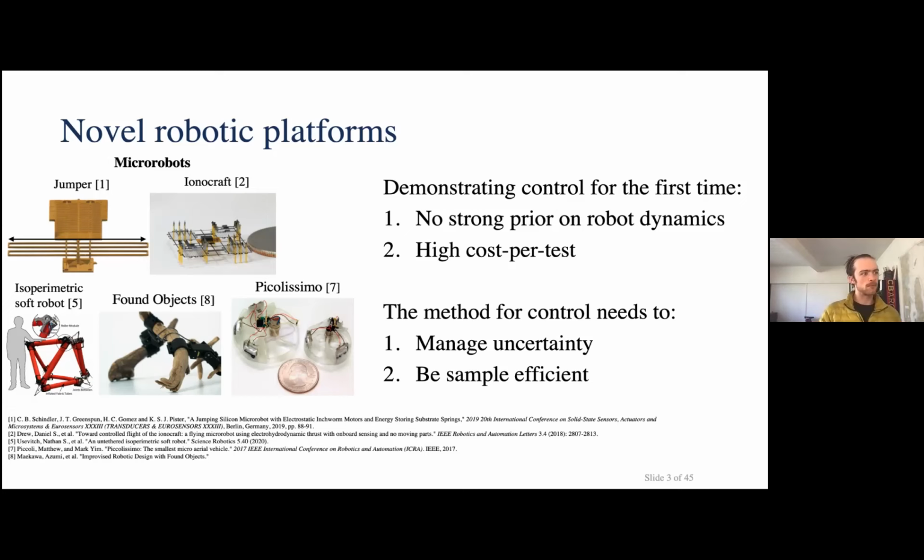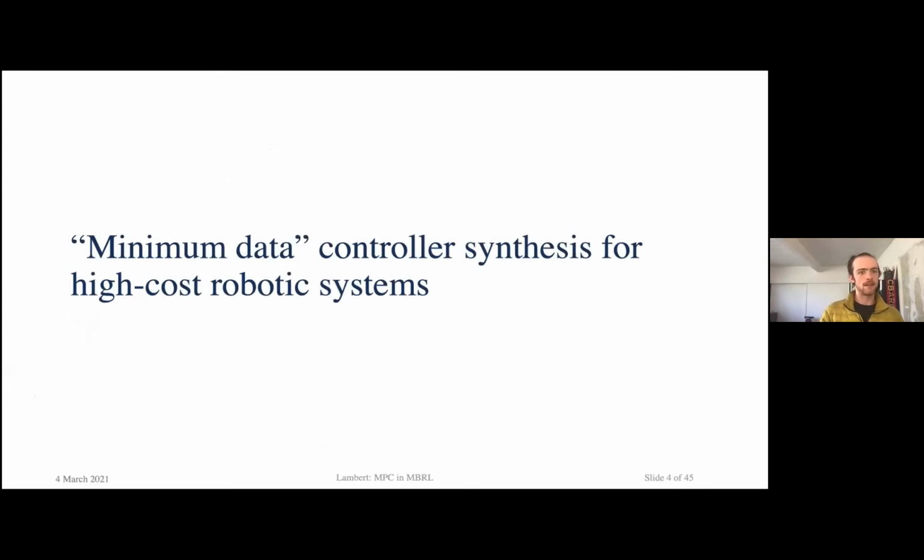So this comes to a problem formulation that I would describe as minimum data controller synthesis for high cost robotic systems. And this is in contrast to a lot of research in RL and robotics where you're trying to very fine tune a certain behavior. But there's another case of generating controllers, which is we just need to generate a controller as fast as possible so this robot can do a simple task like locomotion.